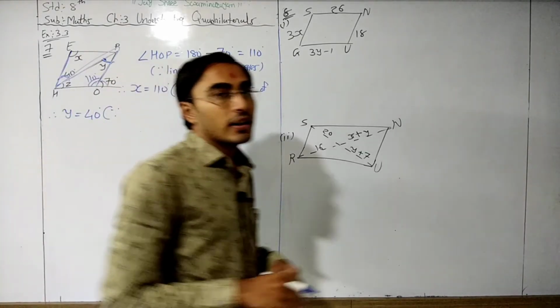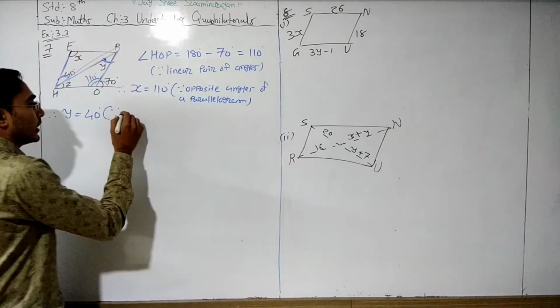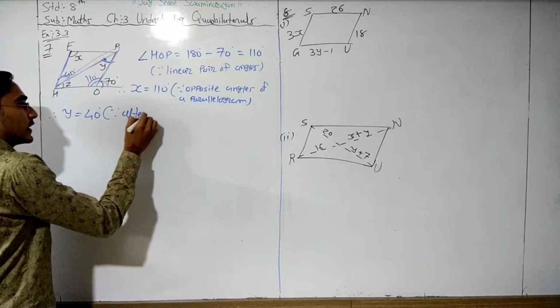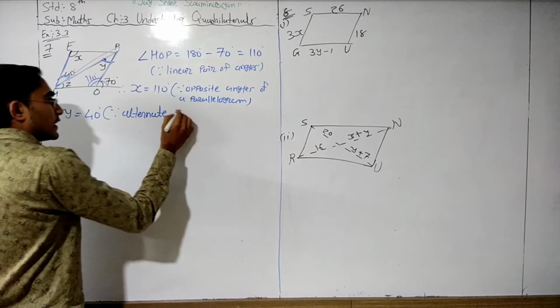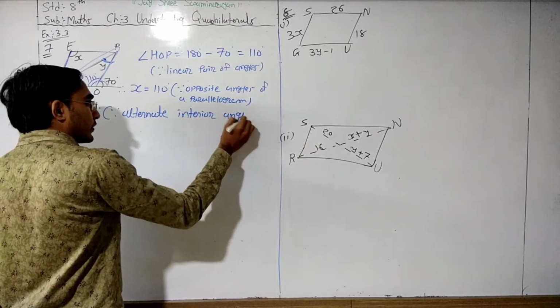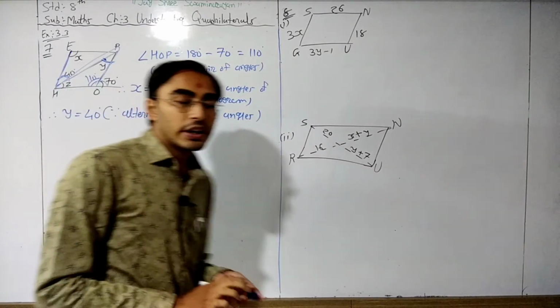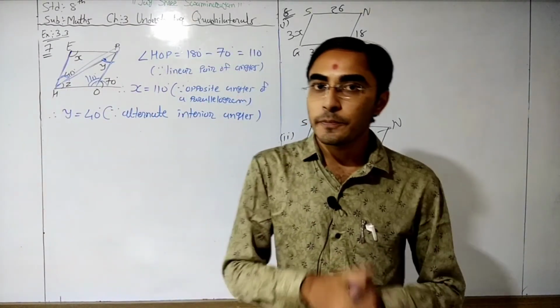Z means alternate interior angles, right? So here our reason is alternate interior angles. Okay, y is equal to 40 degrees, alternate interior angles.